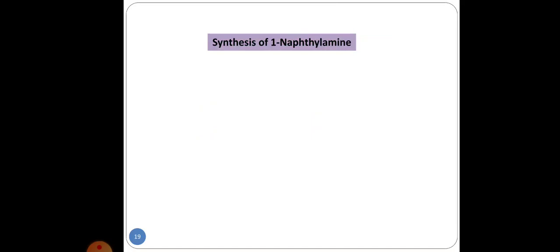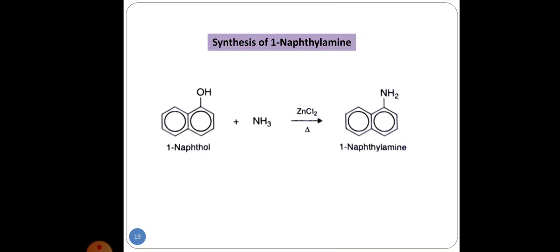The next derivative is 1-naphthylamine. Here is the synthesis of 1-naphthylamine. By heating 1-naphthol with ammonia and zinc chloride at 260 degrees centigrade, 1-naphthylamine is obtained.